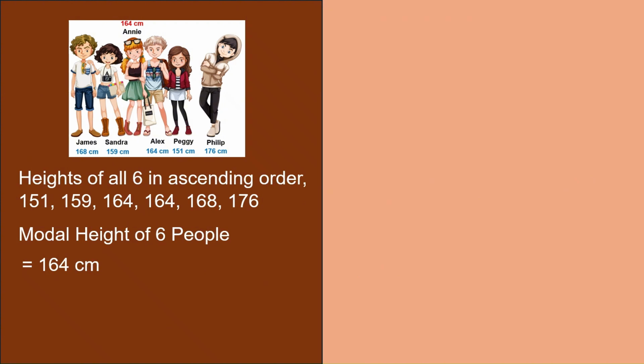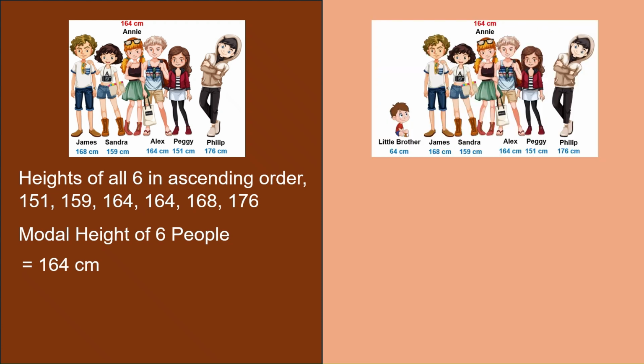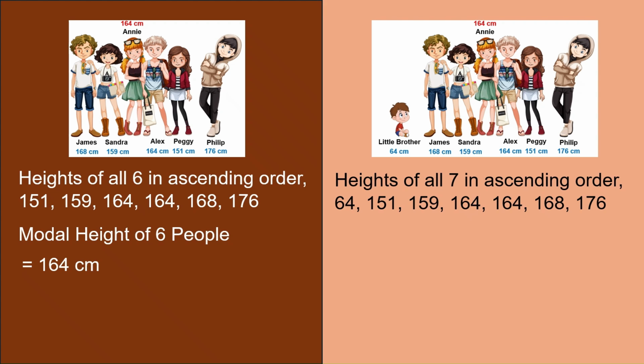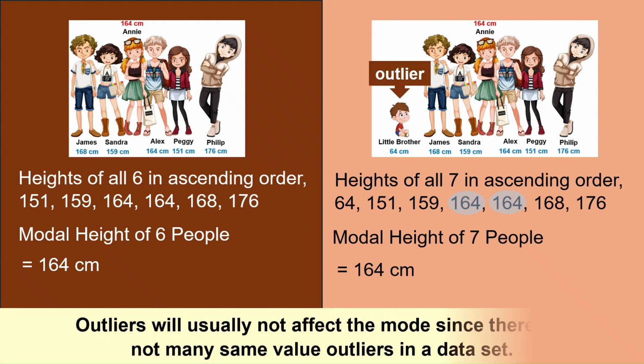Previously, we also found the modal height for Annie and her 5 friends to be 164 cm. To find the new modal height with little brother's height added to the dataset, we simply add 64 to all the other heights and look for the most frequently occurring value in the dataset. It is still 164. Hence, the new mode is 164 cm. Again, it is not surprising that the new mode is not affected by the outlier, since the outlier usually has no impact on the most frequently occurring values in a dataset.